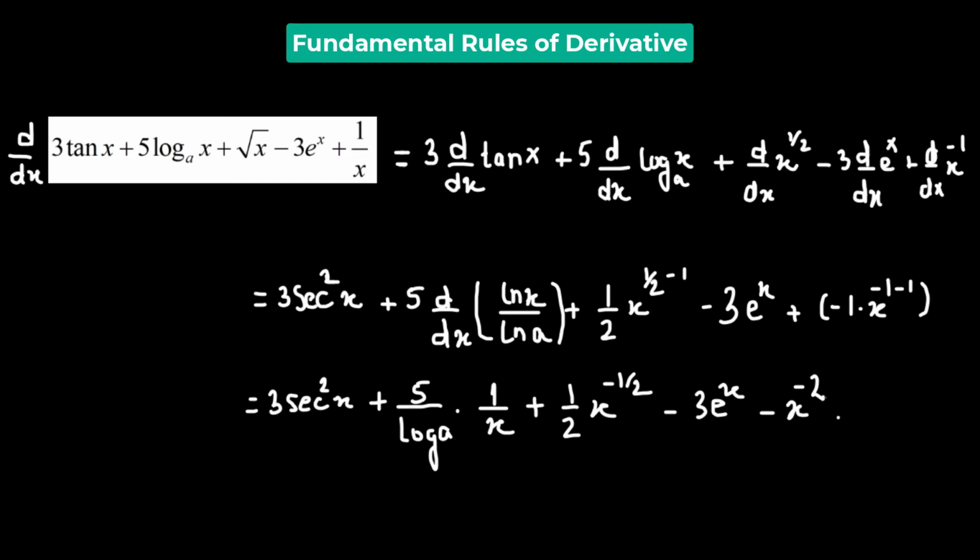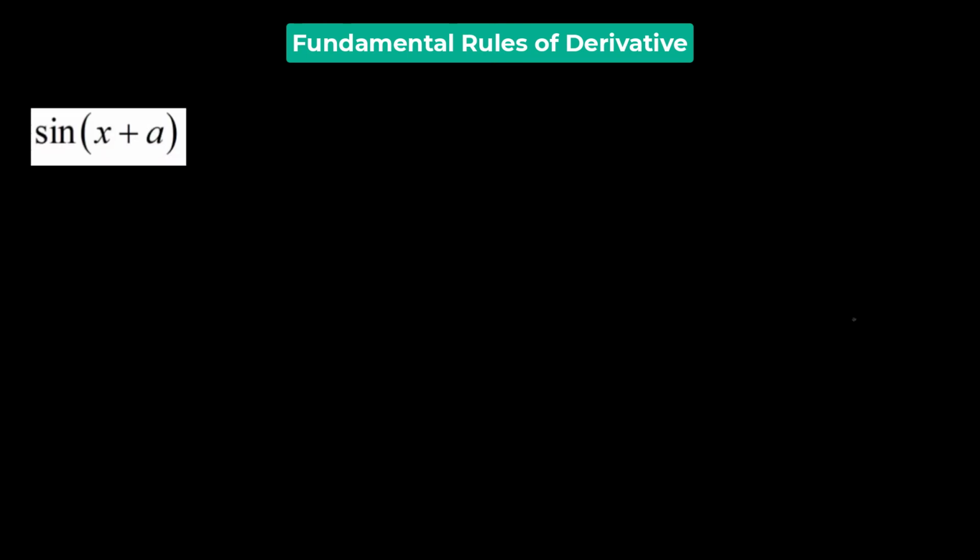So let's move on to the next question. We need to find the derivative of sine of (x plus a). But before doing that, we can expand. So this is x plus a. We can rewrite it as sine x times cosine of a plus cosine of x times sine of a. Now we're going to apply the derivative.